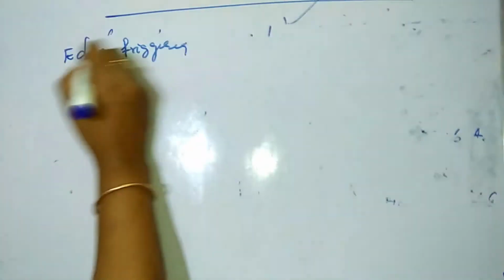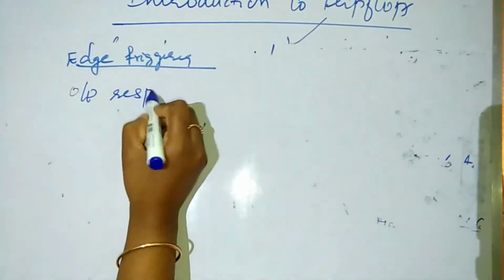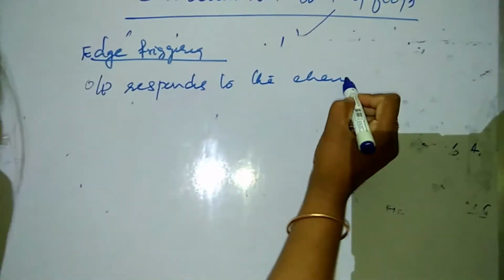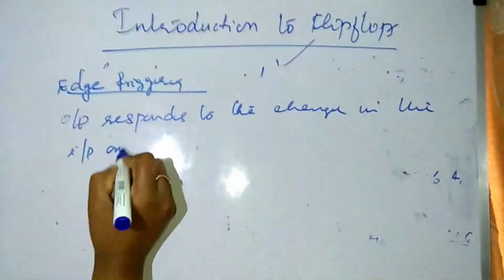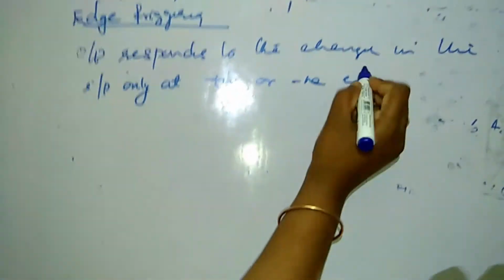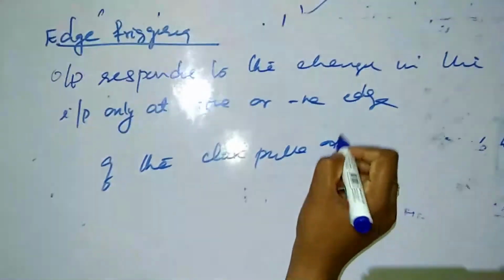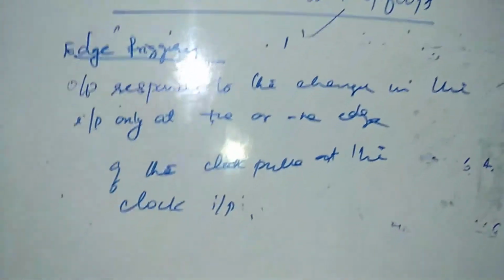So what exactly is edge triggering? Here the output response, in case of edge triggering, responds to the changes in the input only at the positive or negative edge of the clock pulse at the clock input. Okay, so this is what your edge triggering is.